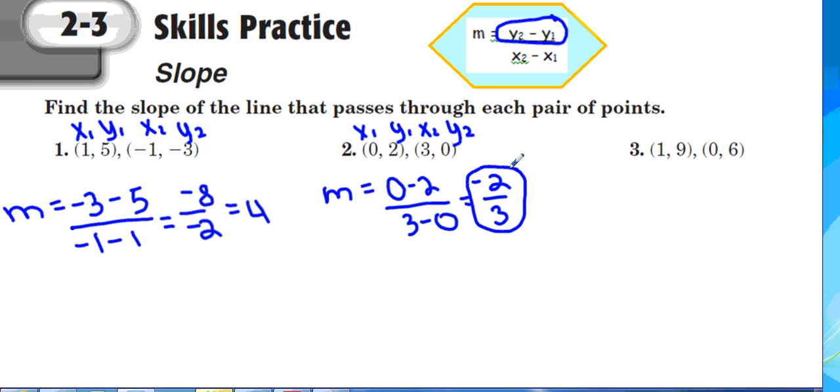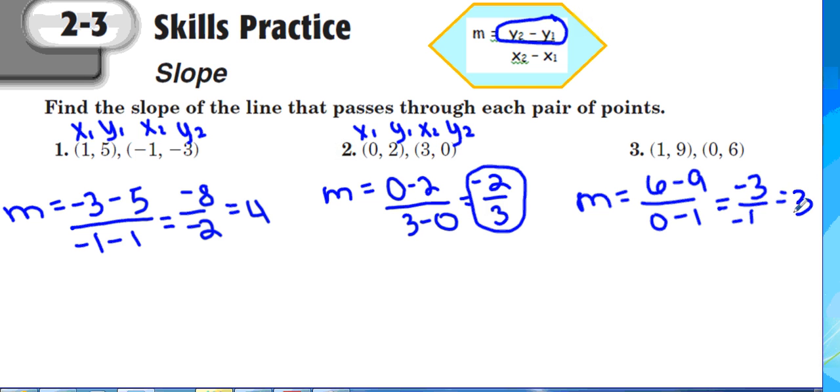We always want to leave our slope as a fraction and not as a decimal. If you are able to reduce your fraction at all, you should always take advantage and reduce your fractions all the way. And for our last problem, we're going to have 6 minus 9 over 0 minus 1, which gives me negative 3 over negative 1, which simplifies to a positive 3.